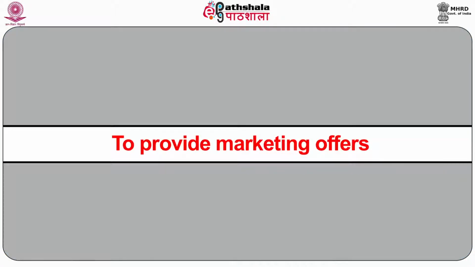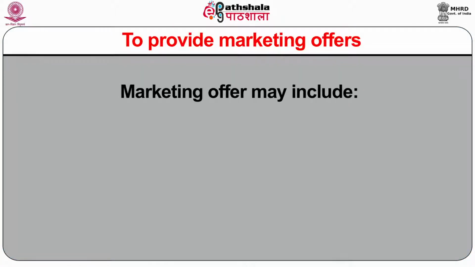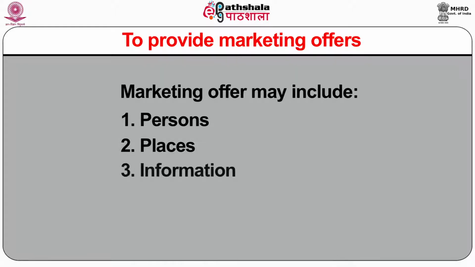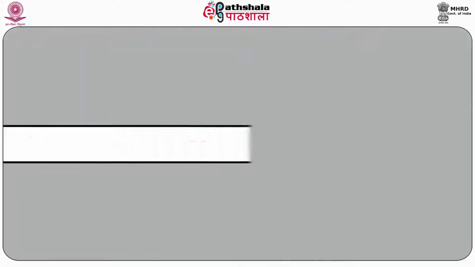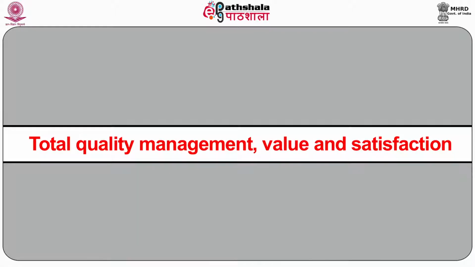The second one is providing a marketing offer. A set of benefits given to customers along with the product is known as a marketing offer. Some combination of products, services, information, and experiences is offered to a market to satisfy a need or want. A marketing offer may include persons, places, information, organizations, ideas, total quality management, value, and satisfaction.